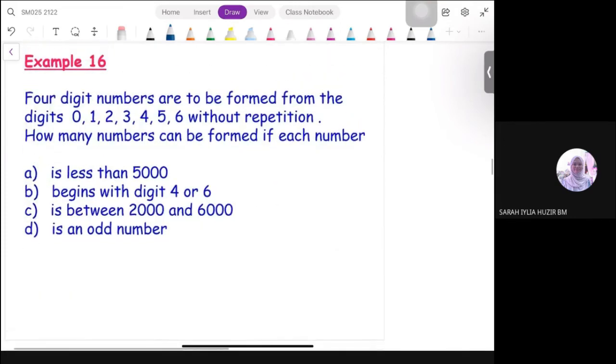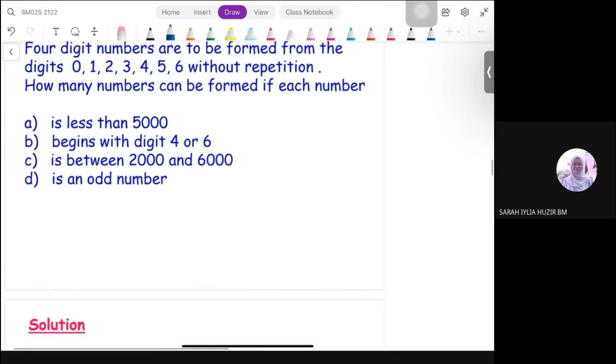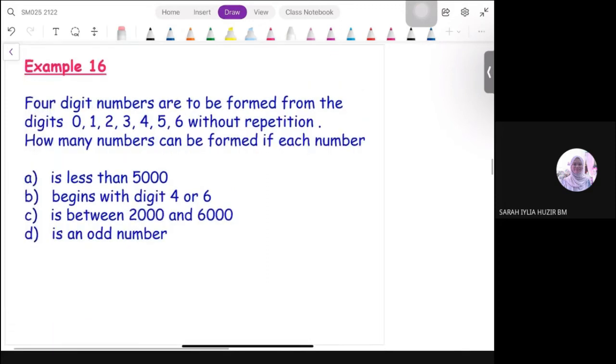Moving on, example 16. Okay, we have 4-digit number to be formed. Okay, highlight the word form. That means we have to use permutation process. Okay, highlight ni, form. Okay, from the digit 0, 1, 2, 3, 4, 5, and 6. Now all together we have 7 option. That's our option without repetition. So means each number can only be used once. Setiap nombor kita boleh guna sekali je.